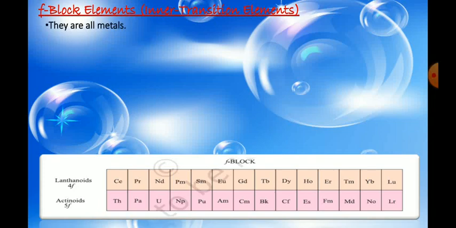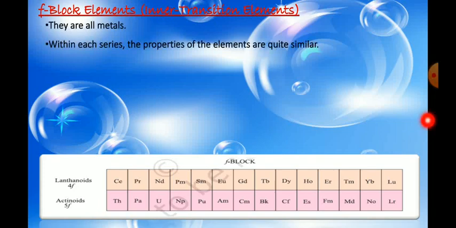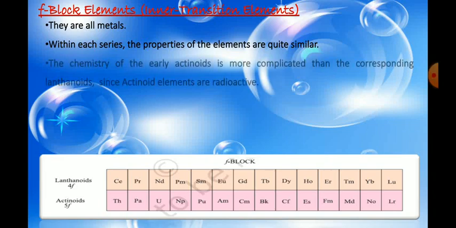And F block elements, they were metals, and we can see similarity in properties within each series. In the elements of the first series we can see similarity in properties, and in the elements of the second series, the actinoids, also we can see similarity in the properties.